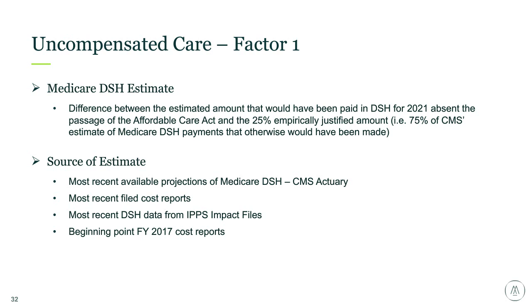Just to set the stage for everyone listening, the size of the UC payment fund is first determined by two factors. Factor one is the difference between an estimate of what would have been paid to qualifying hospitals under the historical DSH formula, and then the 25% empirically justified amount. The sources of this estimate are the most recent available projections of Medicare DSH from the CMS actuary, the most recent filed cost reports from qualified hospitals, and the most recent DSH data from the IPPS impact file.